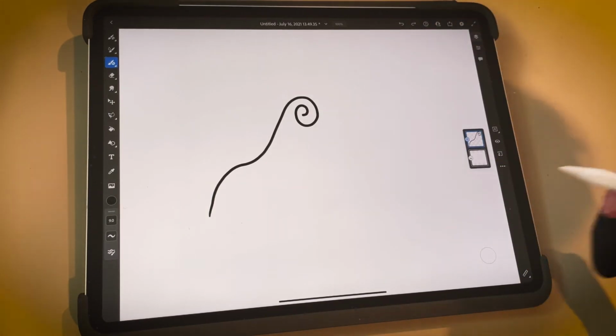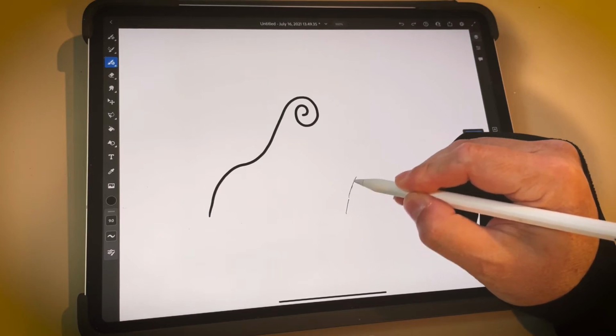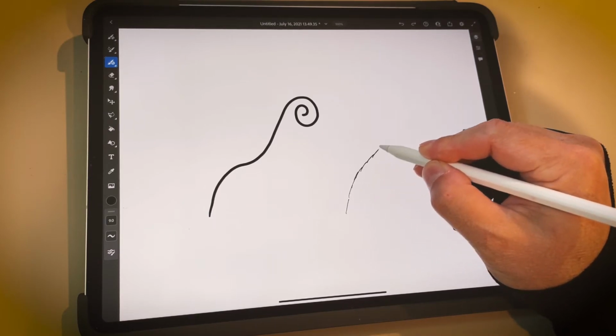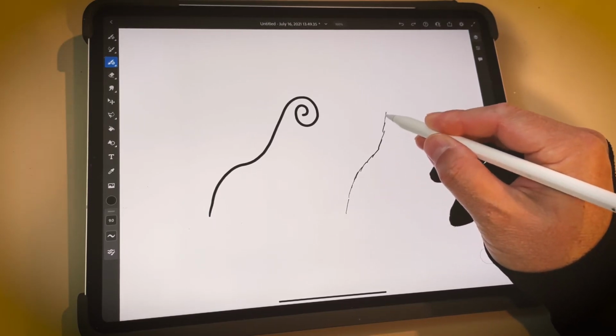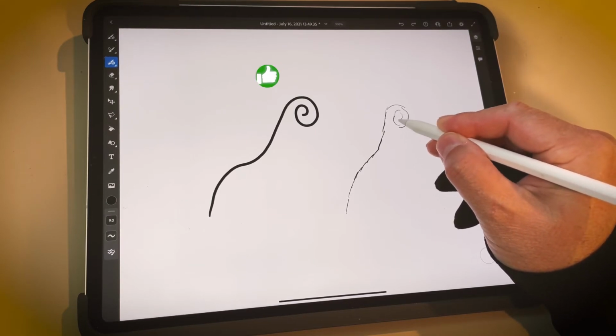Personally, I prefer to draw lines in a continuous fashion, like this, instead of in short bursts like some people do. And that's because I believe it looks both cleaner and more robust.